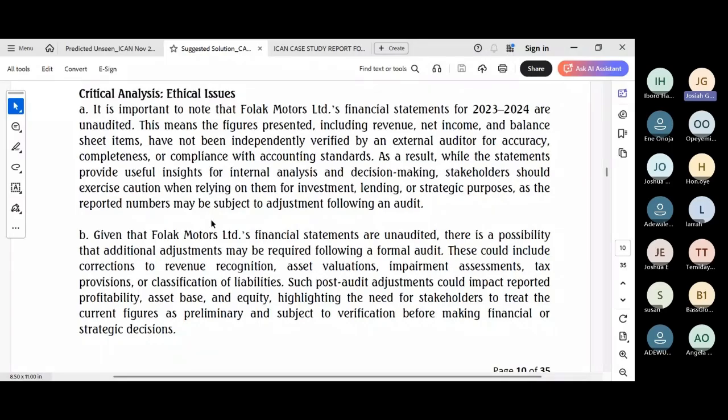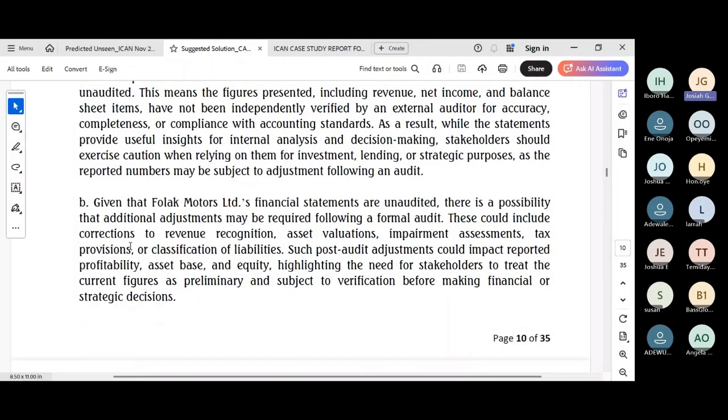A follow-up on this point could be the second one. Speaking to the financial statements unaudited, there are possibilities of adjustments which may follow a formal audit. So it includes revenue recognition, asset. So you are not replicating this first point. You are just saying that this is a follow-up of what could happen to the audit that will be done. So there are 2 separate points. Take note of it when you read it between the lines. And I concluded by saying, highlighting the need of the stakeholders to treat current figures as preliminary and subject to verification before making financial or strategic decisions. So they are not the same points.